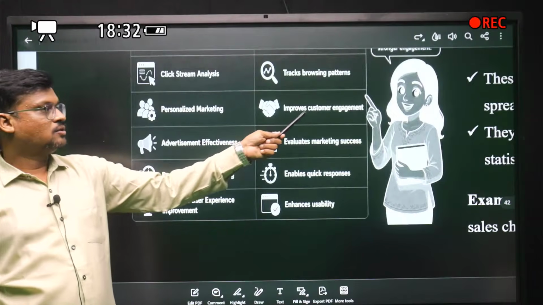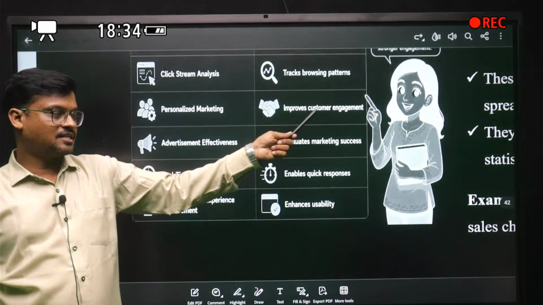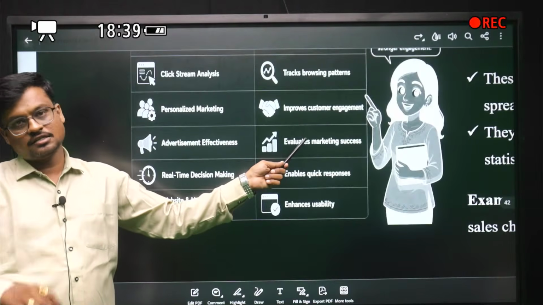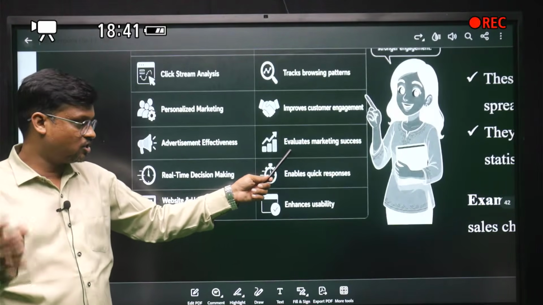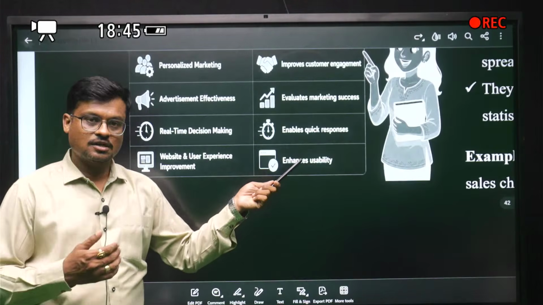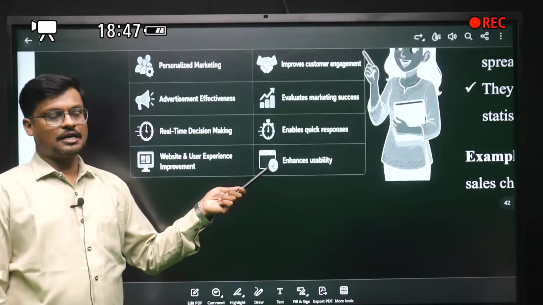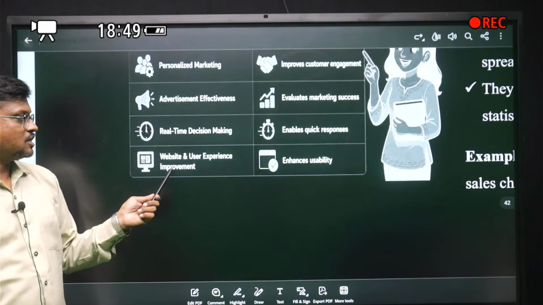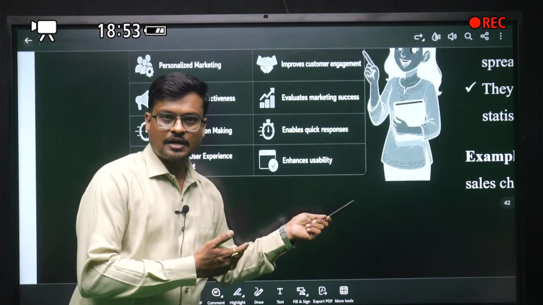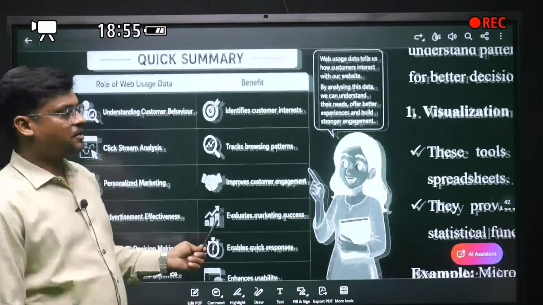Personalized marketing improves customer engagement rather than rejection. Advertisement effectiveness evaluates whether the marketing strategies are successful or whether I need to change them. Real-time decision making enables quick responses and we can interact with the user at a dynamic level. Website and user experience improvement enhances usability for the user. The user will be attracted by easy usability, right?